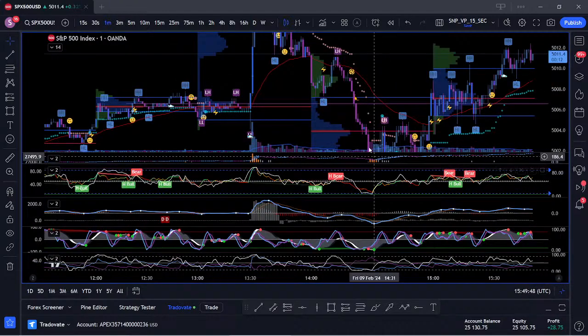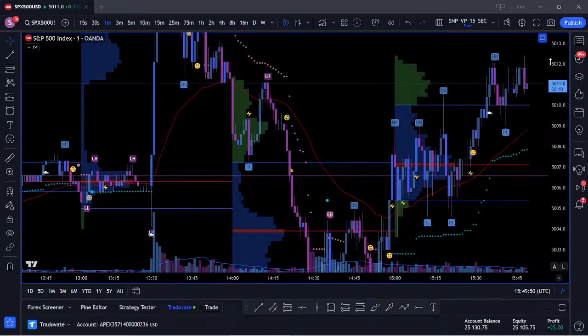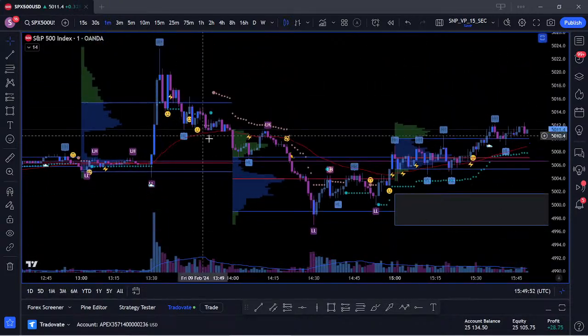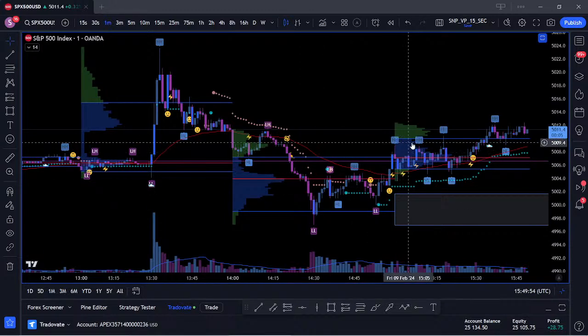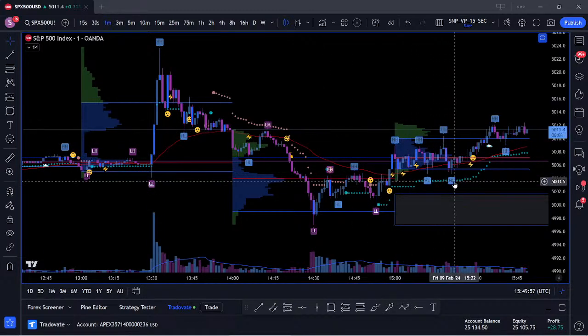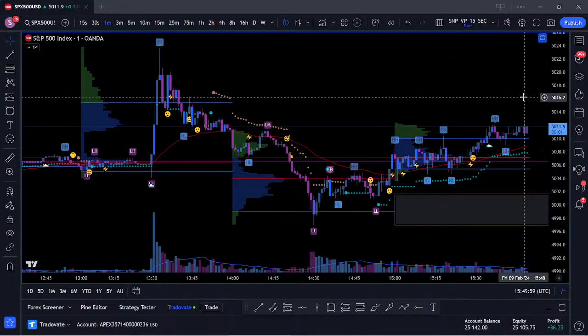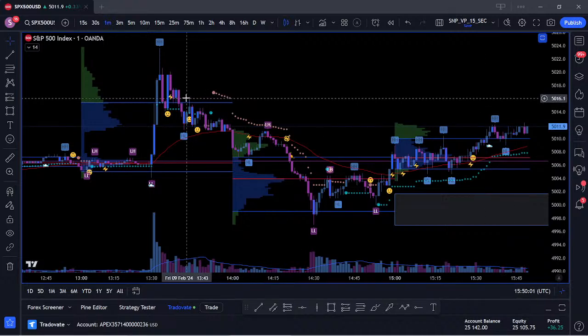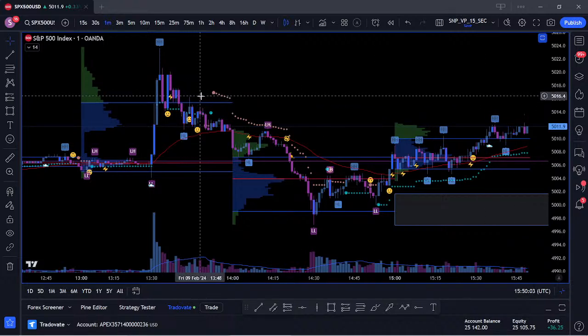Remember, this is the 1 hour, explaining what's going on in the 1 hour, you see? It went like this: higher high, higher low, higher high, higher low, higher high, higher low, higher high again. And this is the selling point.